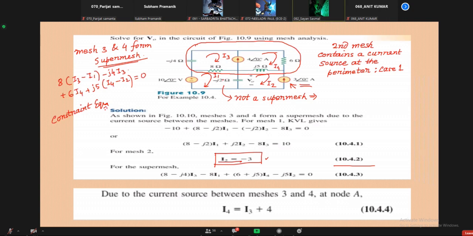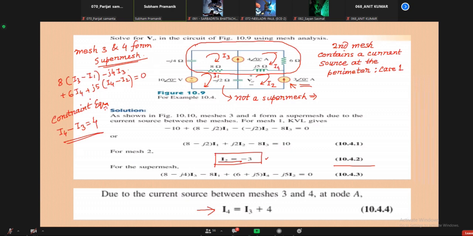Yes, I4 minus I3. See, I4 is flowing upward. I3 is flowing downwards, but the net current is shown upward. So the constraint equation is I4 minus I3 is equal to 4. This one. I4 equals I3 plus 4, the same thing.